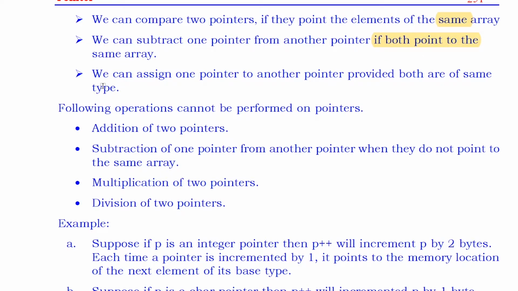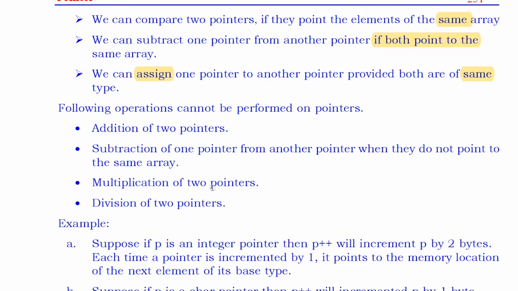Then we can assign one pointer to another pointer, provided both are of the same type. That's also important. We have pointer P1 pointing to an integer, and pointer P2 also pointing to an integer. Then you can copy, P1 equals P2. But if P1 is pointing to a character and P2 is pointing to a float, we cannot assign, we cannot copy from one pointer to another. Assigning or copying from one pointer to another is possible only when both pointers are of the same data type. Then only can we assign the address of one pointer to another.